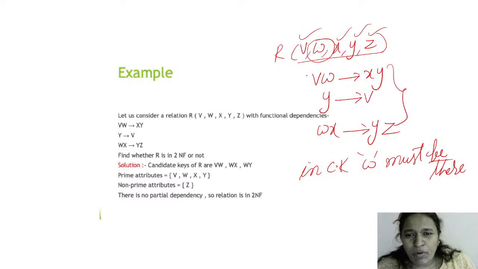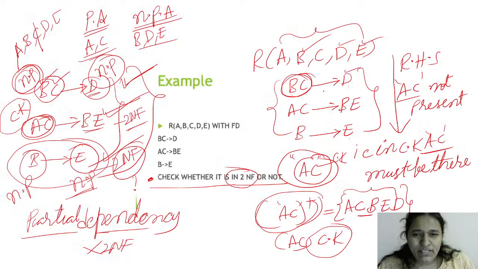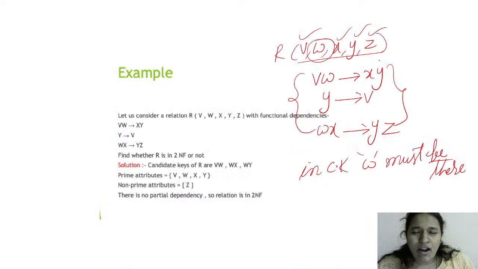Now, from only W we cannot get anything, because a single W is not on the left hand side, right? In the previous example, AC was on the left hand side, that's why we found the closure of AC. But here W is not on the right hand side, and single W is not determining anything. That's why we have to combine other attributes with W. W is already there in the combinations VW and WX.